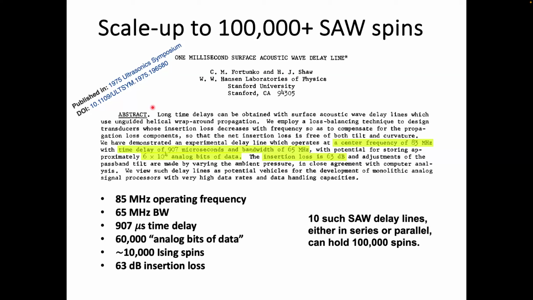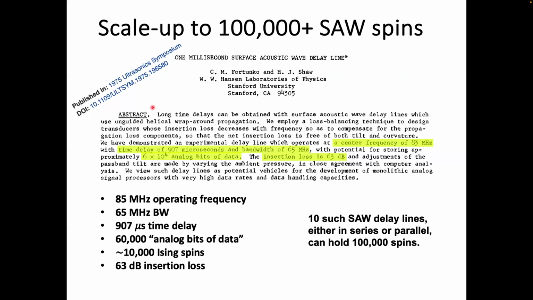And an insertion loss of 63 dB, close to what we also accept, because we think we can efficiently amplify back 60 dB. So if we take those numbers from the literature, 60,000 analog bits of data should correspond to, maybe, if we allow 6 periods in a pulse, something like 10,000 Ising spins. If we have 10 such delay lines in series or parallel, we have, again, 100,000 spins. So also with this technology, it should be possible to scale up to the coherent Ising machine number of spins. And then we run into the same FPGA bottleneck as they do.